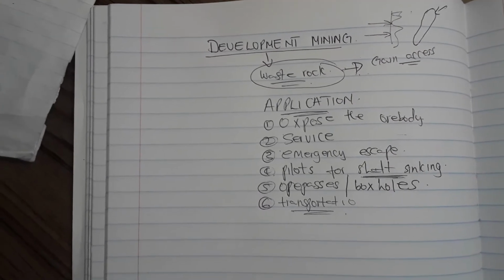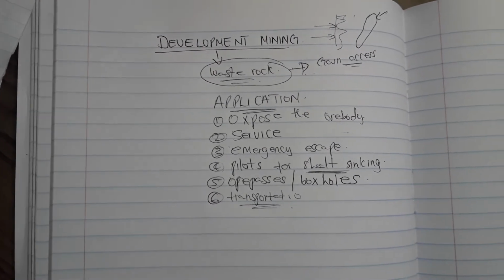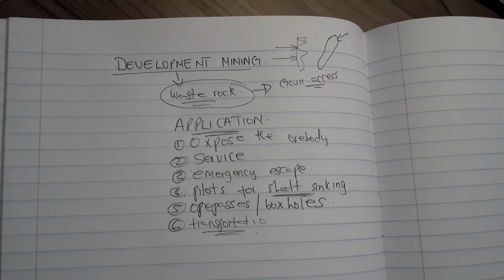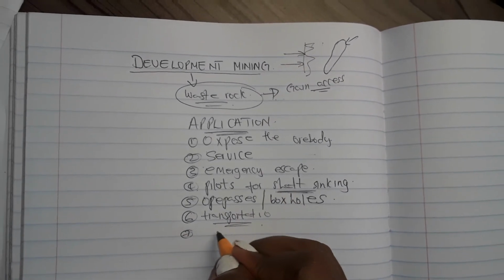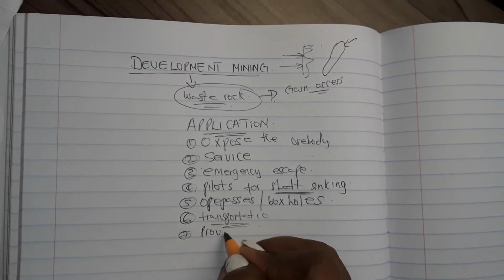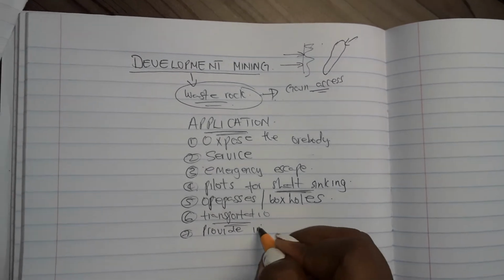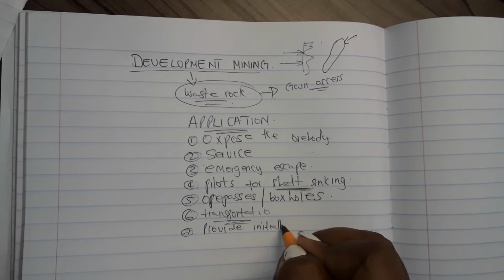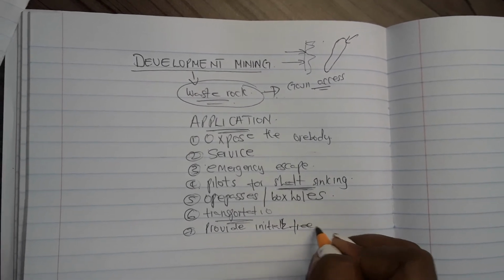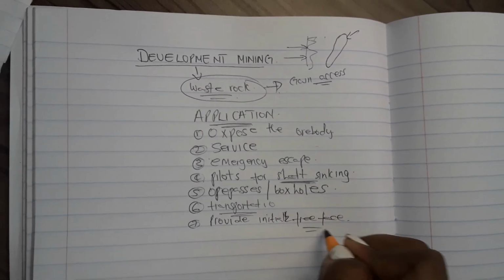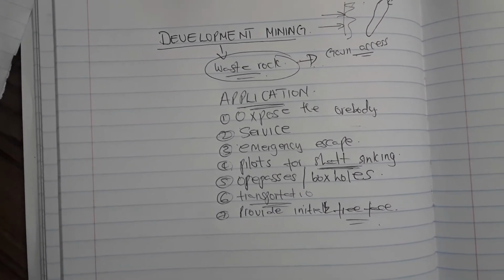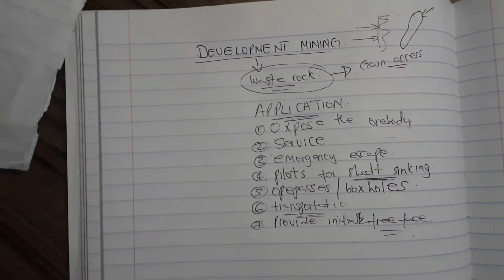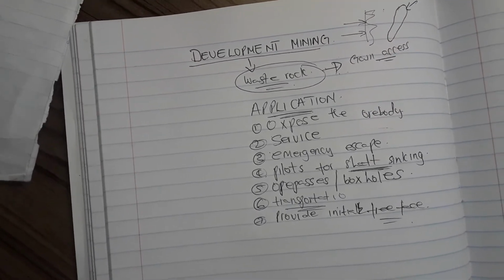Now, there is also one very important thing that I left behind. I could say that's number 7: to provide an initial free face. And this initial free face is basically what's going to help us be able to blast. Okay, that's development mining applications.